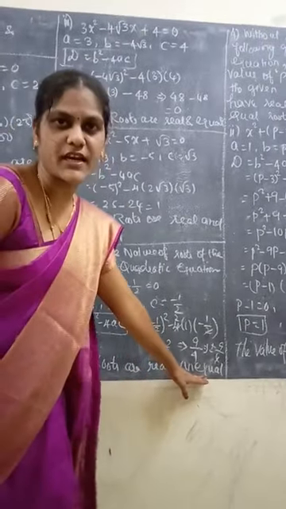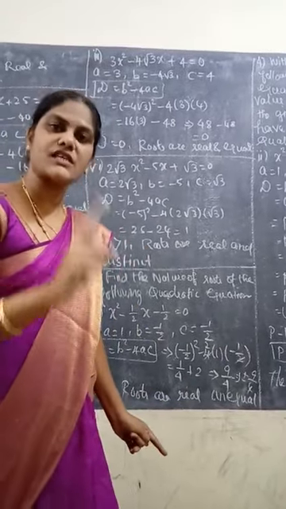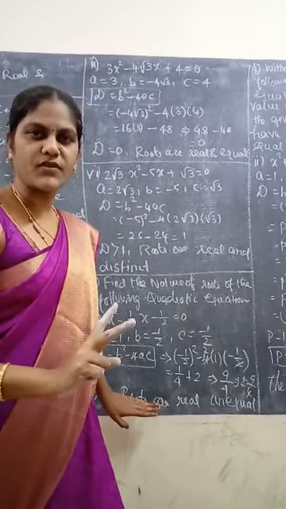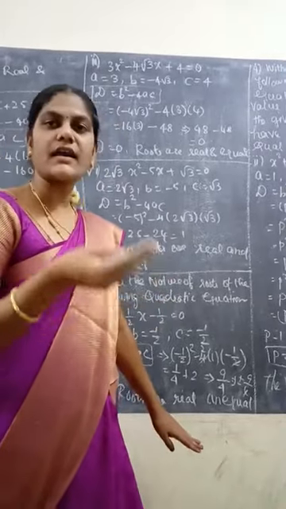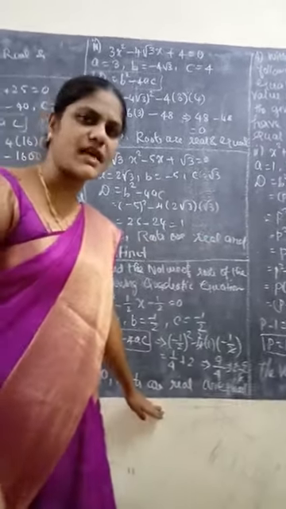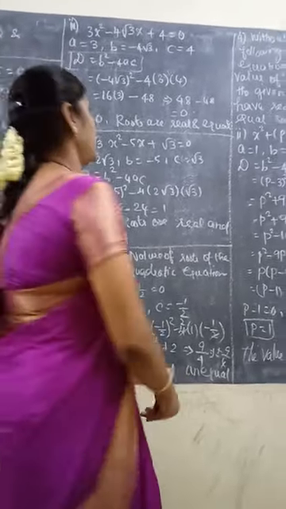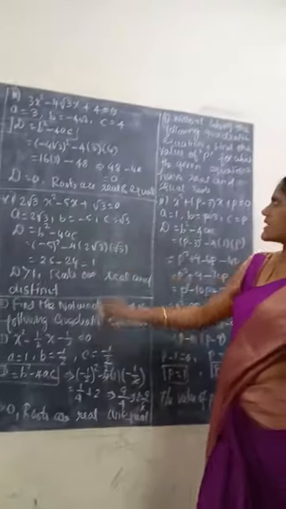Why did we mention unequal? Because plus or minus 9 by 4 is not equal to 0. So you can write the roots are real and unequal, or else you can write real and distinct. Both have the same meaning. For differentiation I mentioned unequal here. Okay, I hope you all understand this.